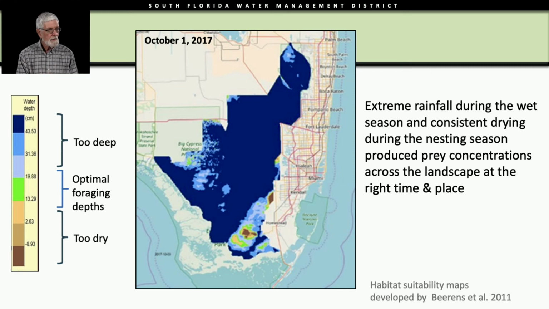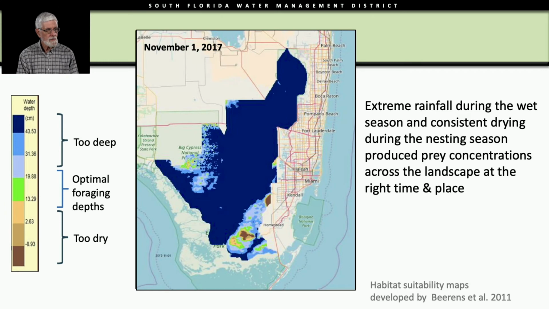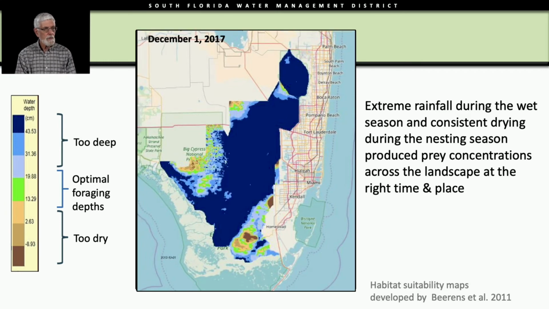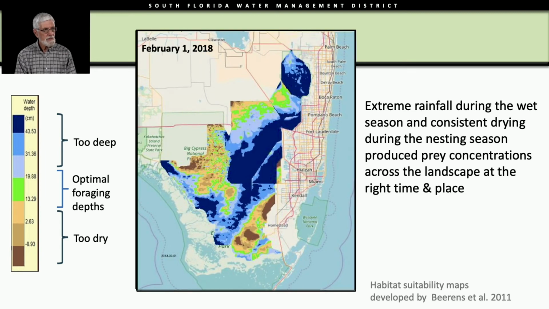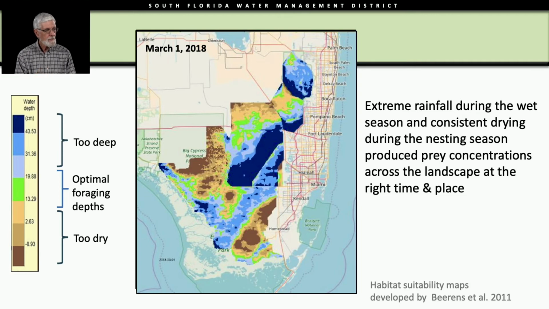And if we look for the green in this next sequence of images starting in October, you see that the system is drying out, and you can see the places where the wading birds are starting to forage. It is a sequence of very great optimum foraging depth.